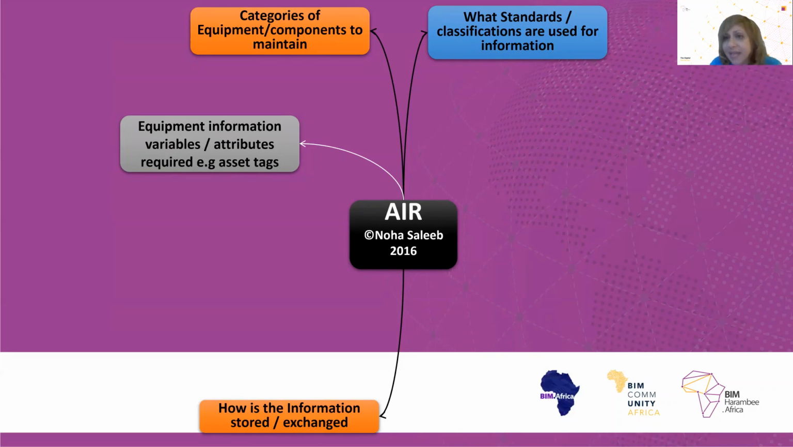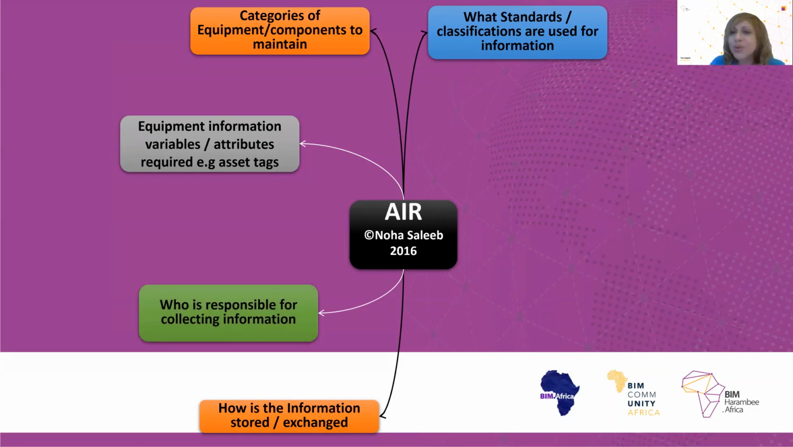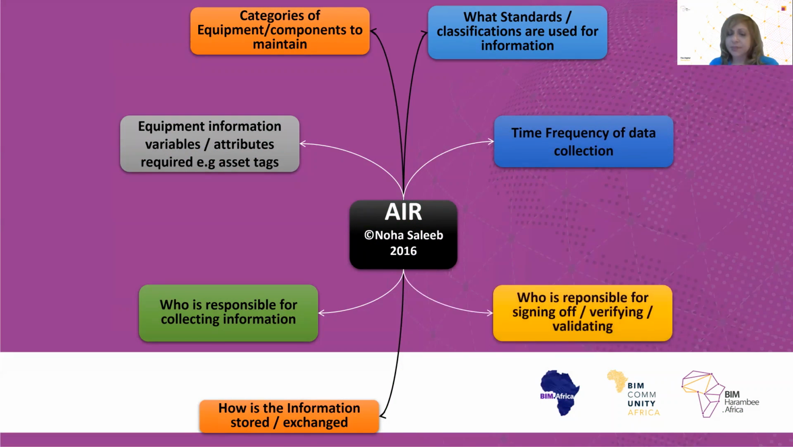Are there going to be any asset tags that are going to be used, for example, RFIDs, whatever? Who is responsible for collecting this information? And we're not talking about personnel per se, but roles. Which roles are responsible for collecting the information? Who is held responsible, accountable for any errors that come in this area? The time frequency of collecting the information, okay?